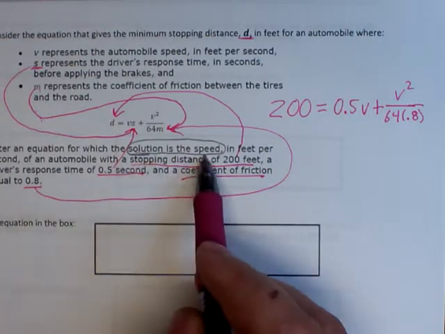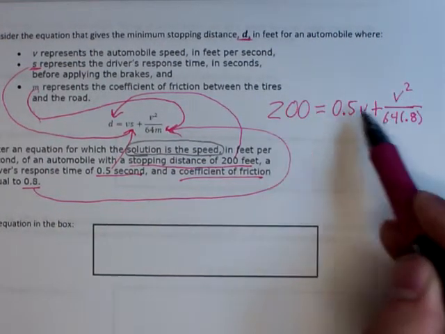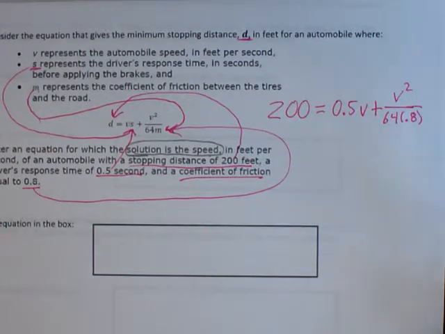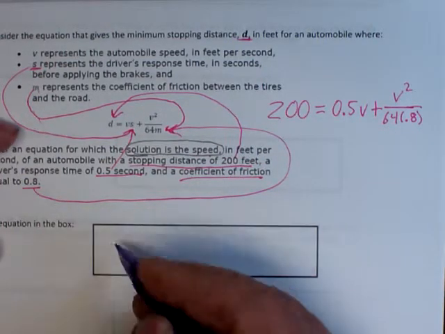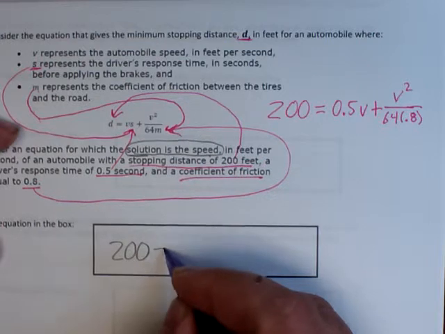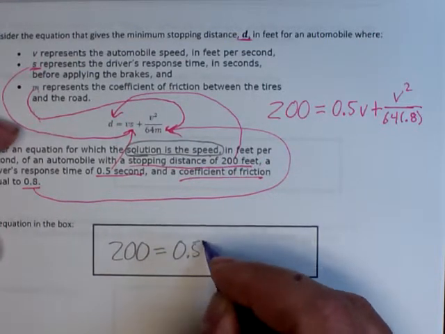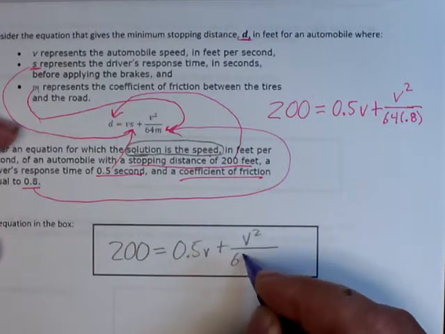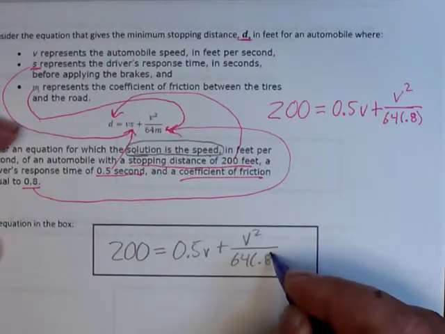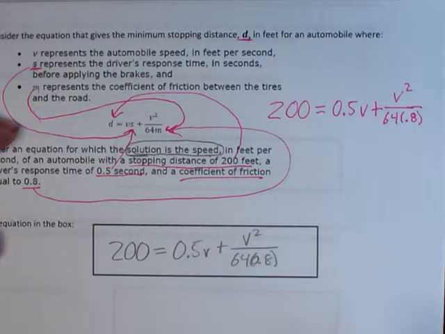The solution is the speed. So the solution to this equation would be to get V by itself, and if we could do that, then we would find the speed that we need. But we don't even need to do that. They're not asking us to solve for it. They're just asking us for this. So this is what we're going to enter into the box: 200 equals 0.5 V plus V squared over 64 times 0.8. And done.